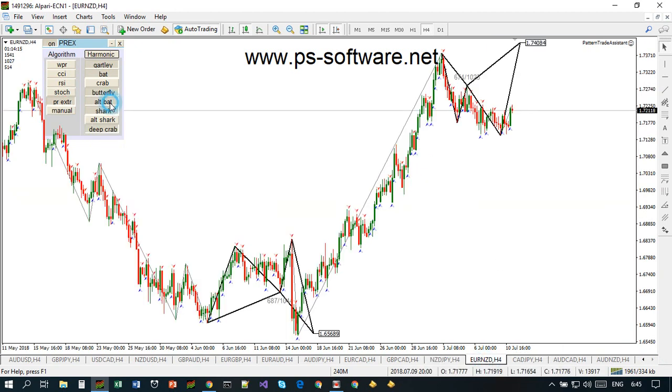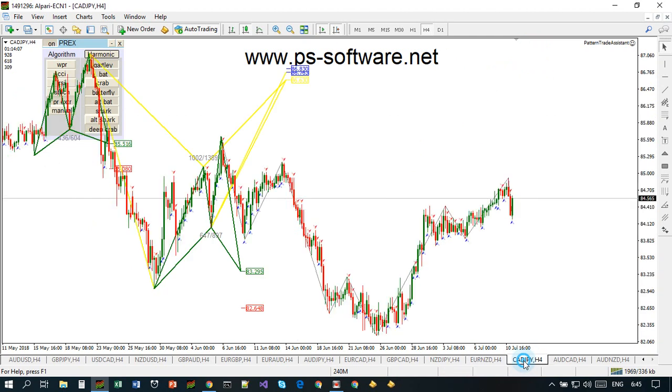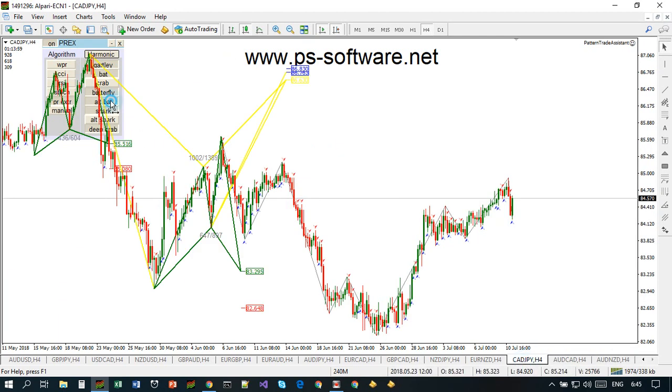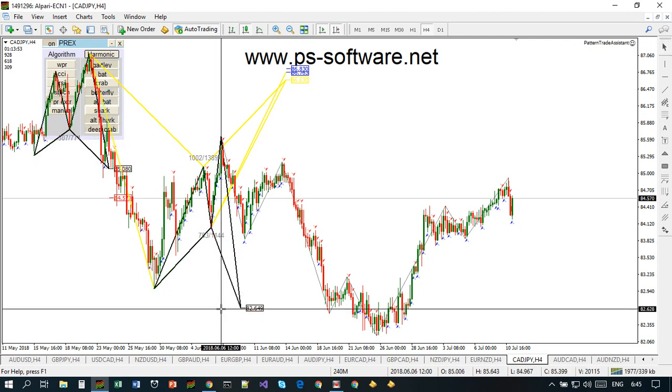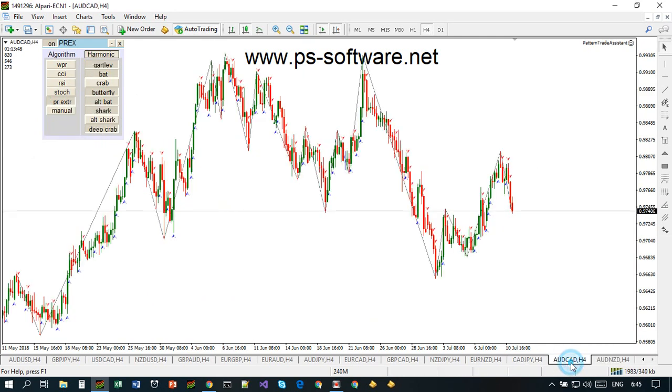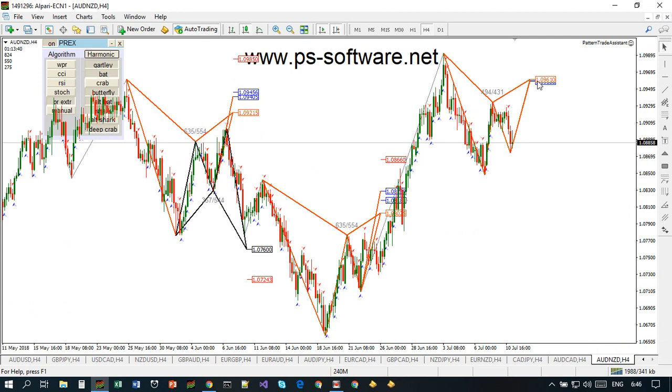Euro New Zealand, alternative shark. Okay, potential shark pattern is setting up. Canada yen, nothing is here. OC Canadian, we had this alternative shark, this one. So you can see how it reacted to the alternative level. OC Canadian nothing, and OC New Zealand, a potential Gartley, but it is very far away from completion.